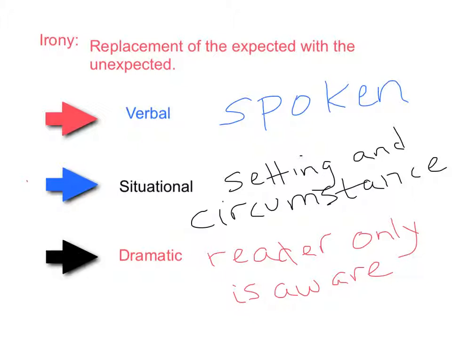Verbal, sometimes the irony is due to spoken word. Sometimes the irony is due simply to the setting, the circumstances they find themselves in. And sometimes the irony is only made aware to the reader. The characters in the novella are not aware of any irony.